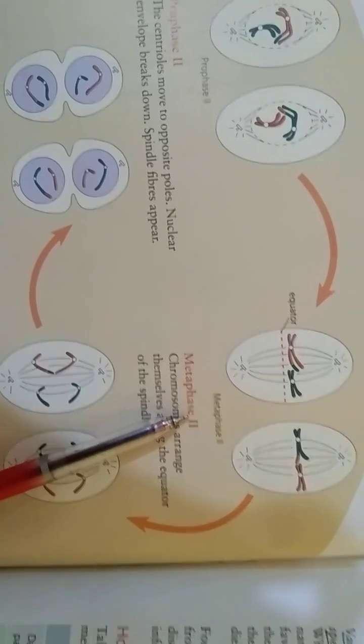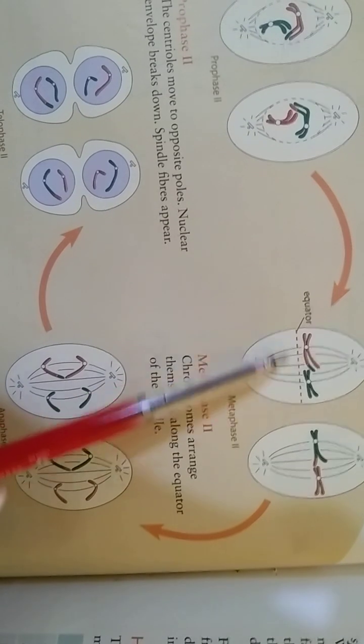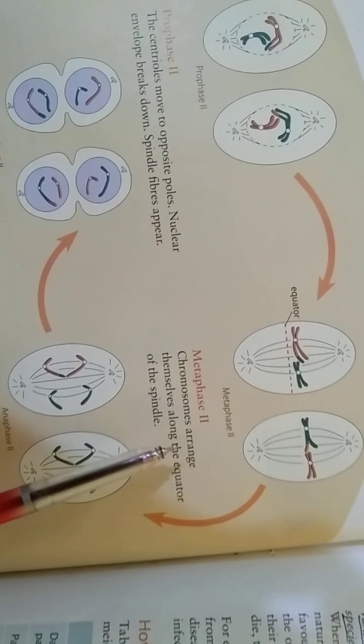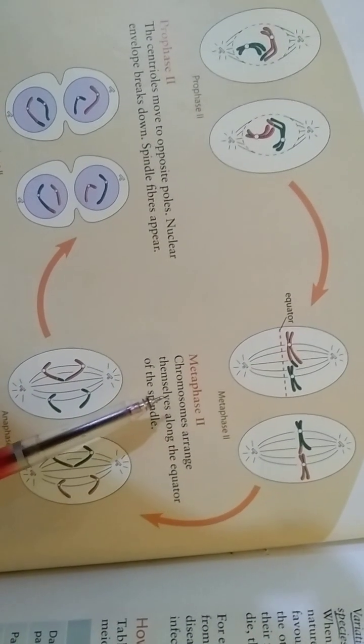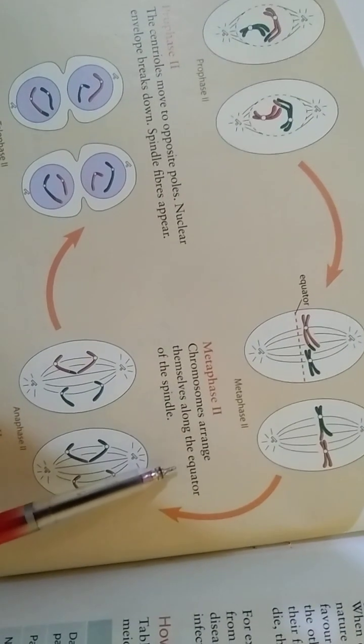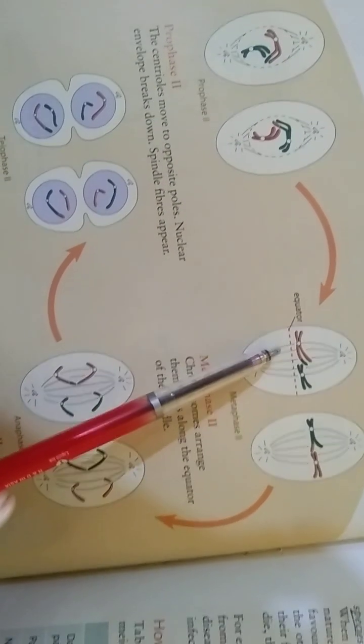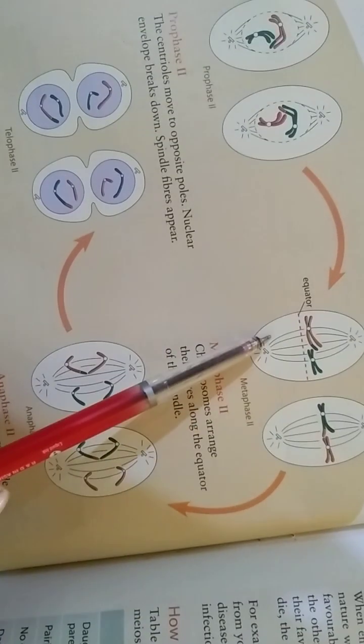Metaphase 2. The center point is called the equator. Chromosomes arrange themselves along the equator of the spindle fiber.